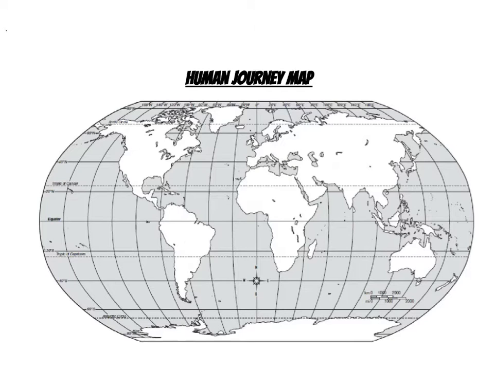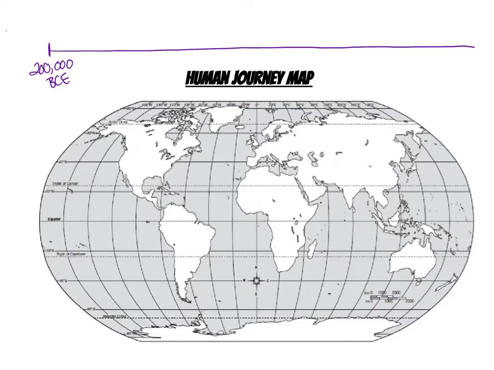So draw your timeline up at the top. We're going to start over on the left side with 200,000 BCE. BCE is before Common Era. And towards the right side of our timeline is going to be 0. And about right here is going to be 2018. This is where we are currently.